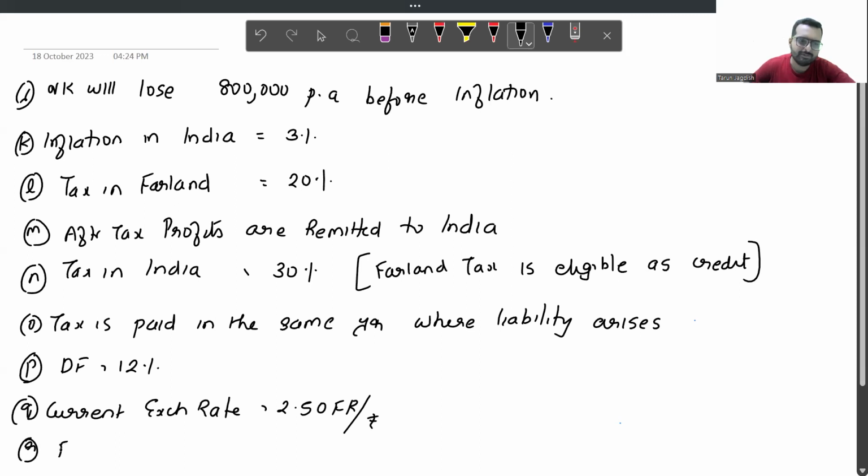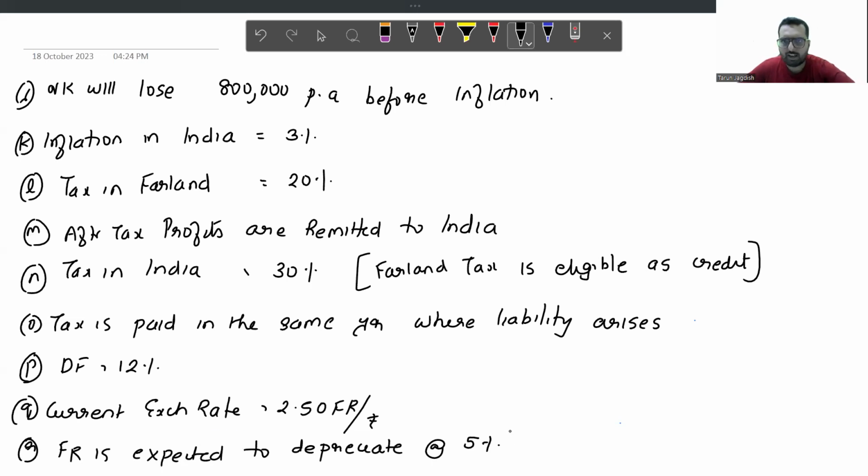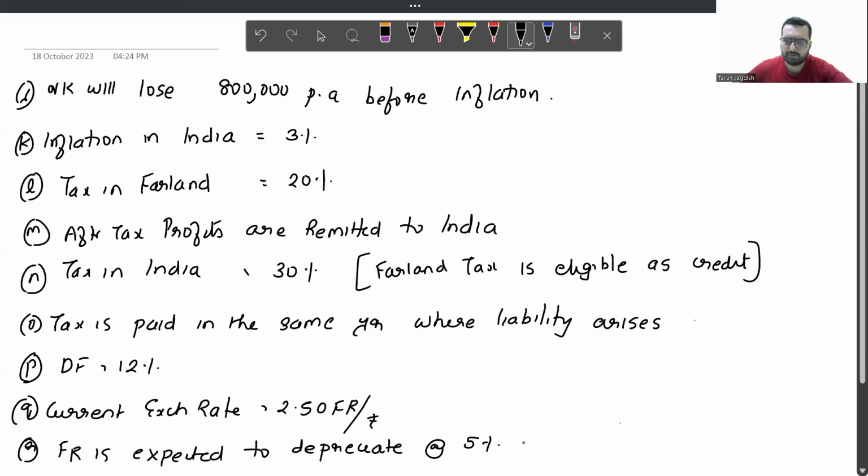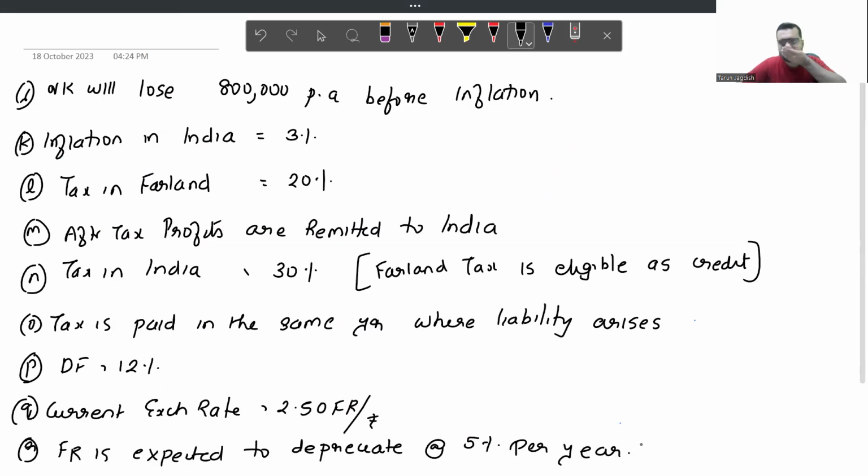MNOPQR. FR is expected to depreciate at the rate of how much percentage? At the rate of 5% per year. All right.